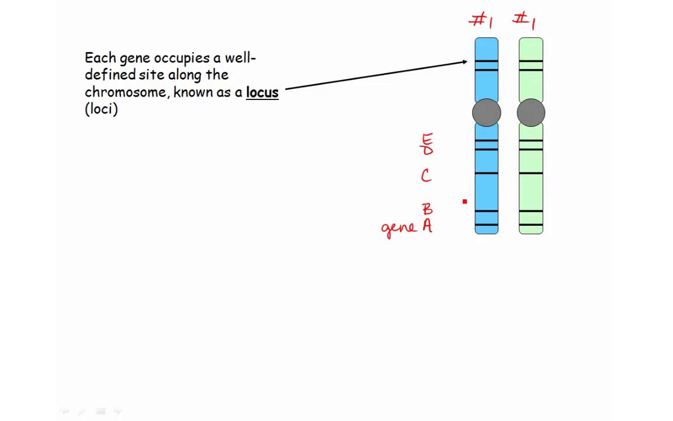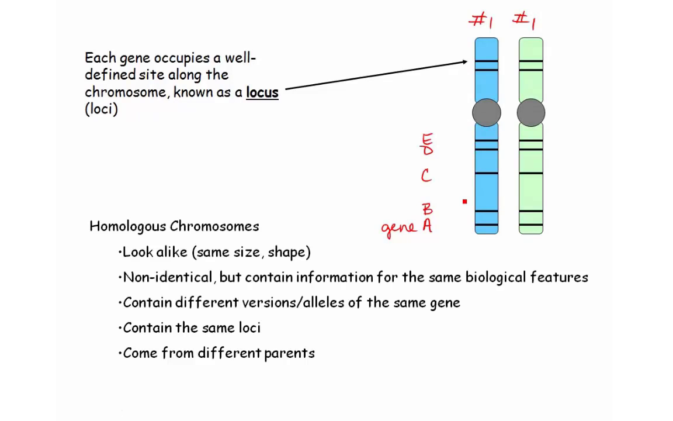The chromosomes that we're seeing in this picture, notice that they look essentially the same. They're the same size and shape, and they have the same loci on them. That is because these are homologous chromosomes. What we mean by homologous chromosomes is that they're very similar, but they're not identical. So they contain information for the same biological features. This means that if gene A is a gene for eye color, both of these chromosomes have information for eye color. However, they may very well have different versions of that gene, and we'll later use the term alleles for different versions of the gene.